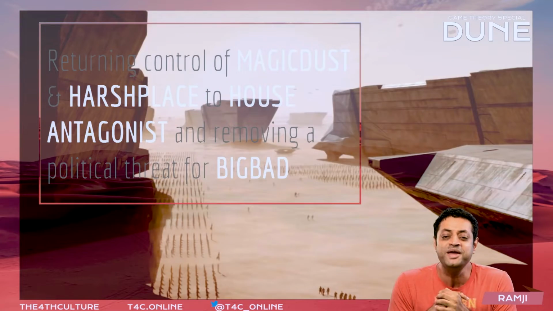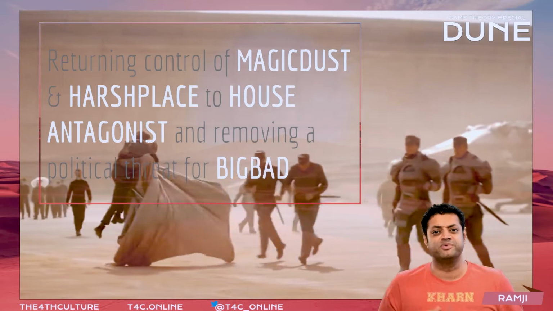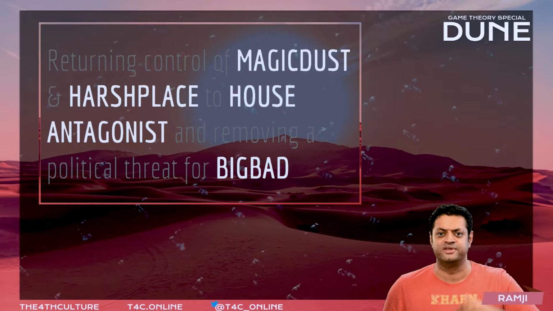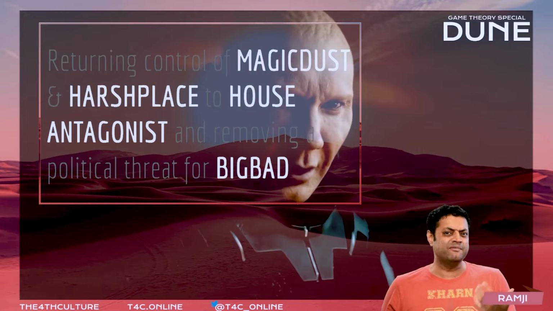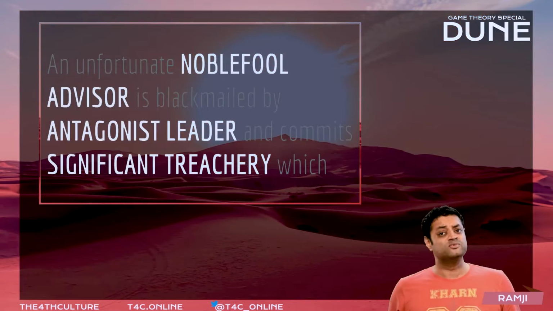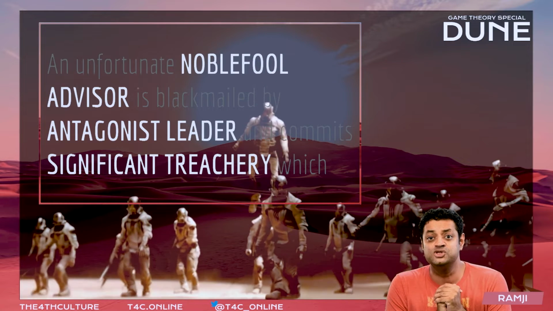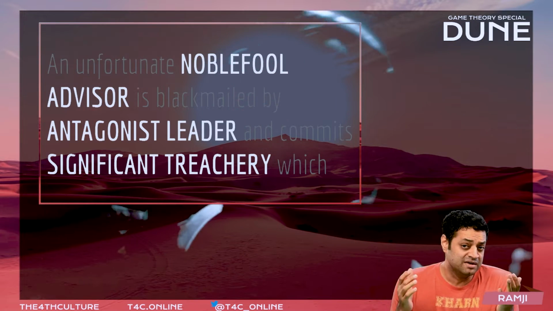But also the BIGBAD has been very frustrated that House Noble-Fool have been getting a lot of respect. They're noble at the end of the day. They're powerful and they're becoming influential now. And the BIGBAD's feeling a little threatened. And well, what do BIGBADs do when they're threatened? Well, they conspire. They do bad things.